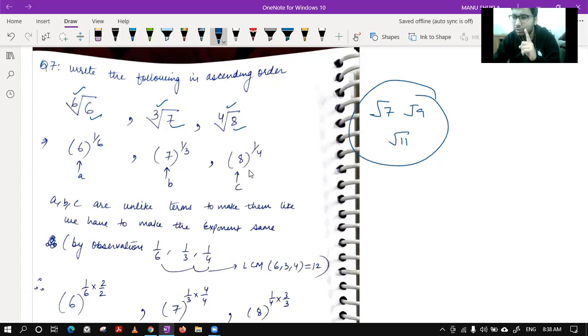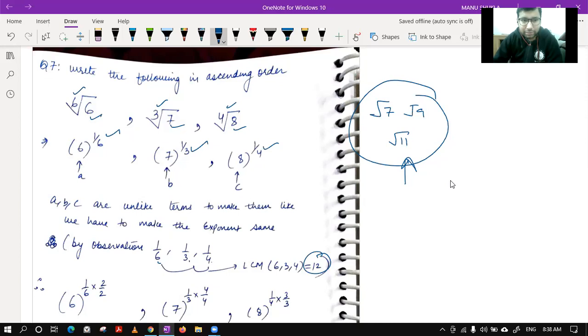Yes, class, can you see this thing? Please confirm. It was very easy for you to do, but right now it is very difficult because the power here is 1/6, the power here is 1/3 and the power here is 1/4. That is why I took the LCM of the powers to make the power the same. So you can see the LCM of 6, 3 and 4 is 12. I will try to make all the powers 1 upon 12.